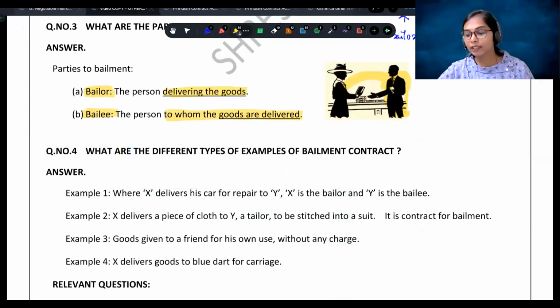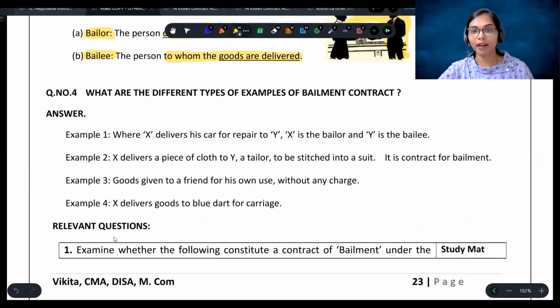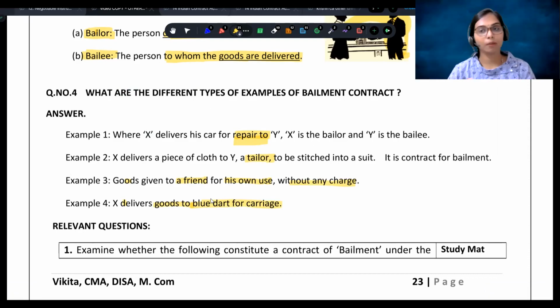Now, what are the different examples of a bailment contract? See, the first one is the repair, which we already read. Second one is the tailor, that also we completed. Then comes goods given to a friend for his use without any charge. That is also bailment. X delivers goods to Blue Dart for carriage. That is also an example, like the DTDC one I told you, of bailment.